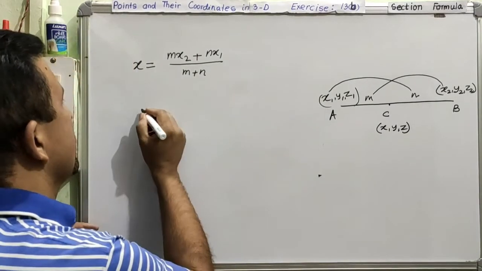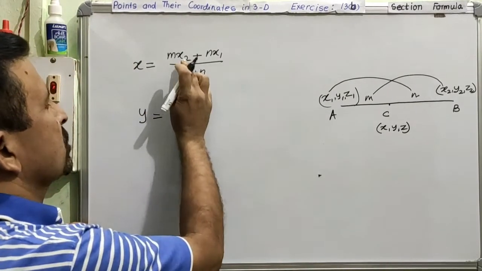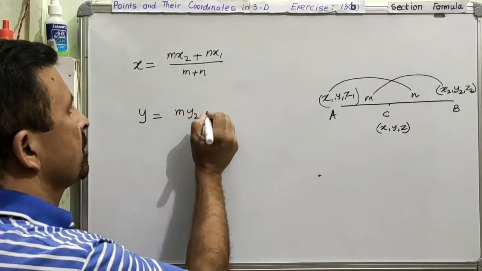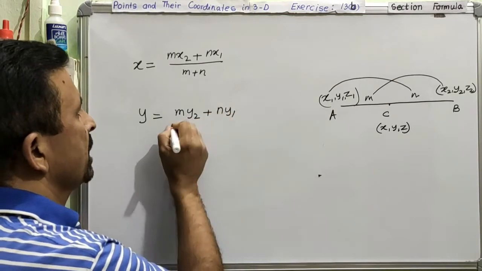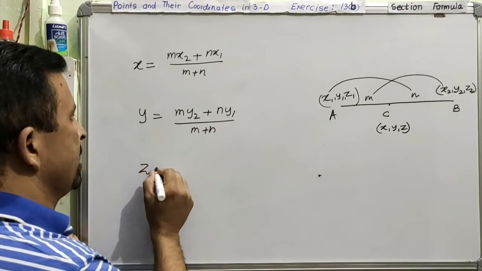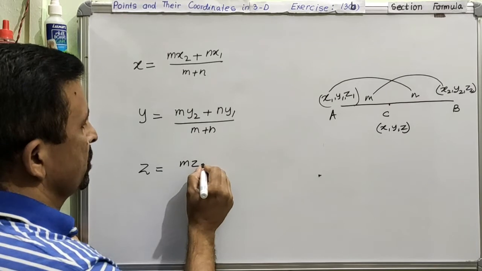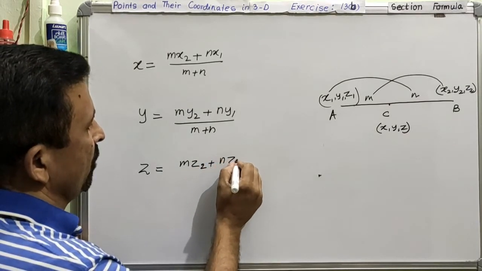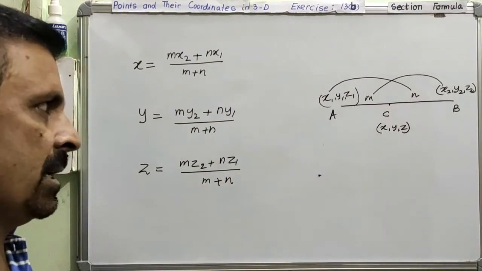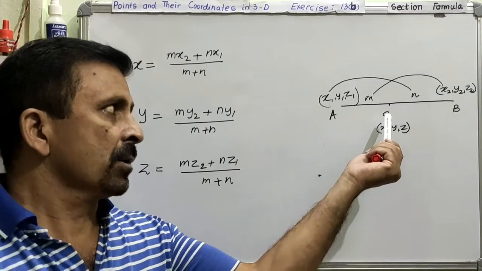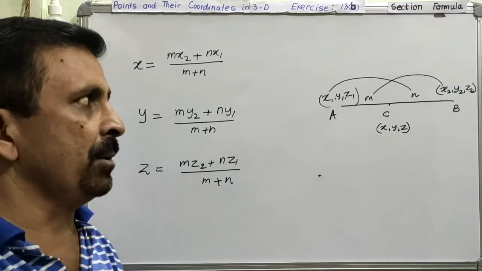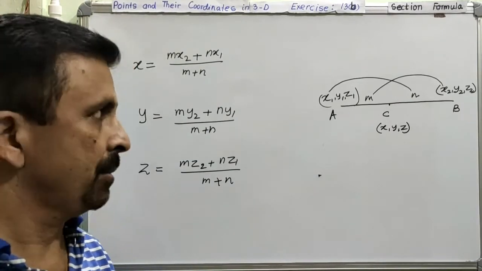Is it okay? So now likewise we will calculate the formula for y. Simply x2 and x1 you can replace by y2, y1. So my2 plus ny1 divided by m plus n, right? And then lastly z. Z is mz2 plus nz1 divided by m plus n, and this is the final formula for finding the coordinate of C, that is the value of x, y and z. So using this formula we will be able to calculate the coordinate of point C.